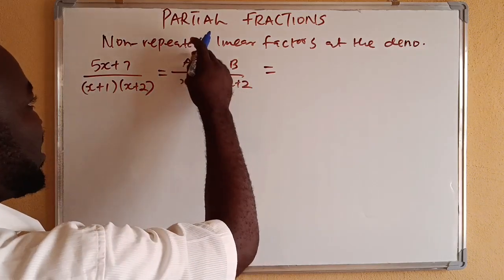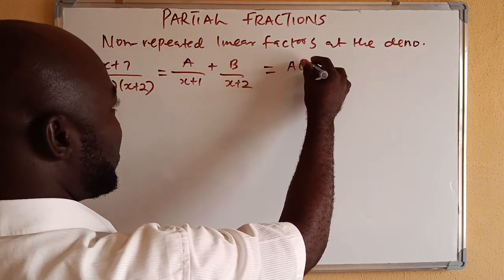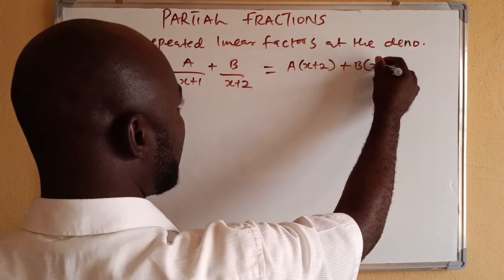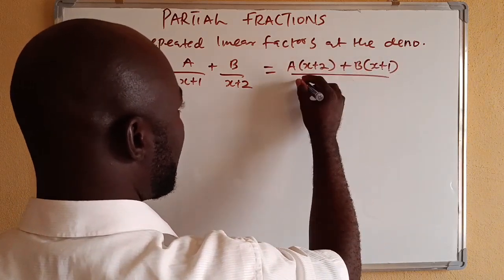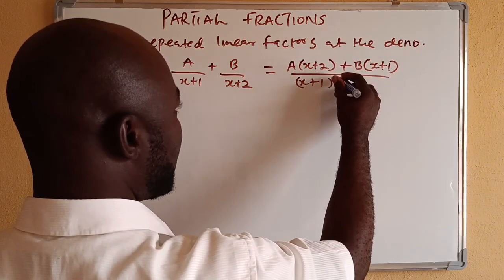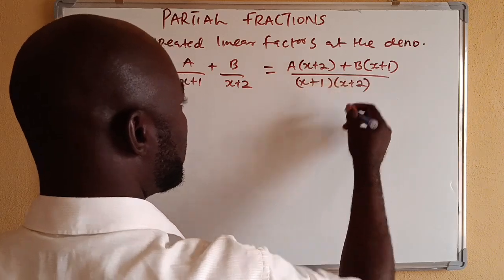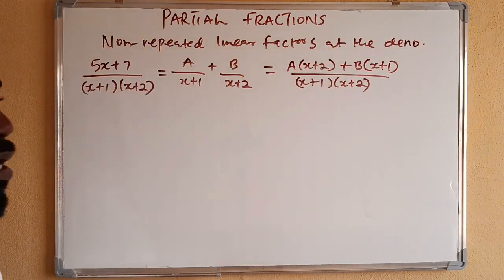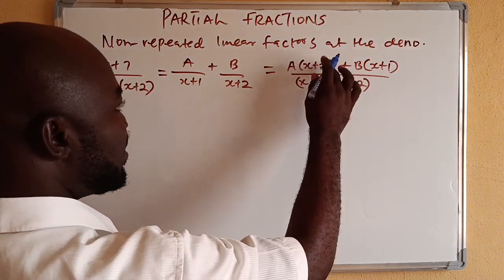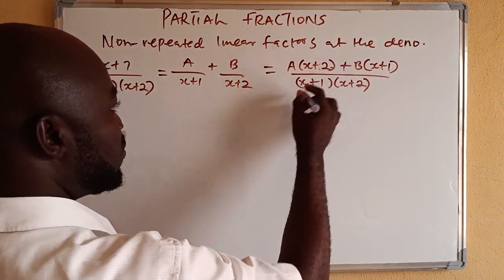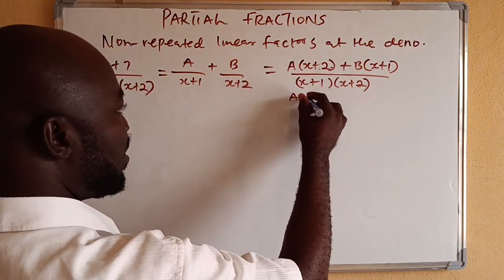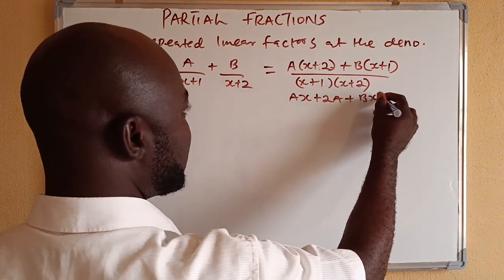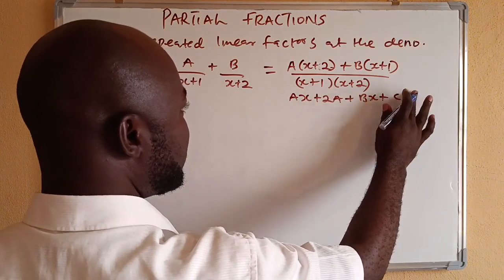So I'll take a multiply x plus 2, plus b multiply x plus 1, and then I will have x plus 1 and then x plus 2 as the denominator. So my concern is the numerator, how to compare them. So I will expand this to have ax plus 2a plus bx plus b.